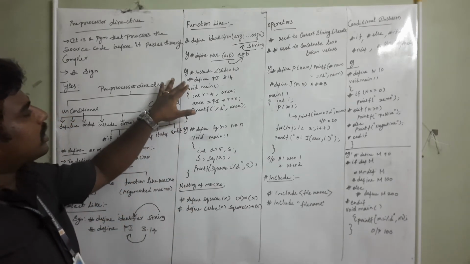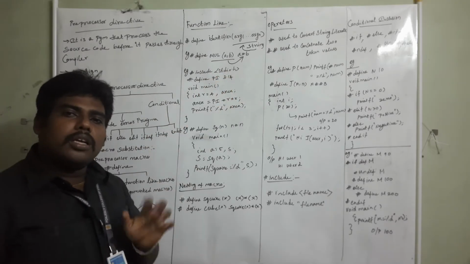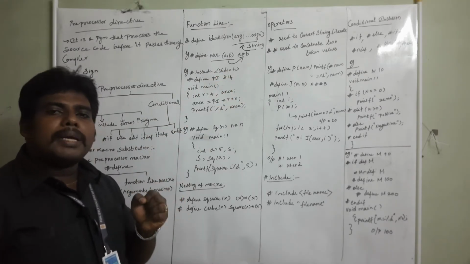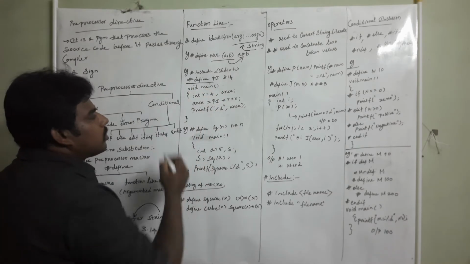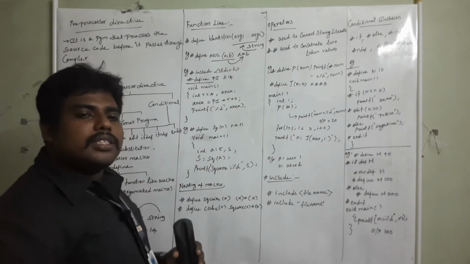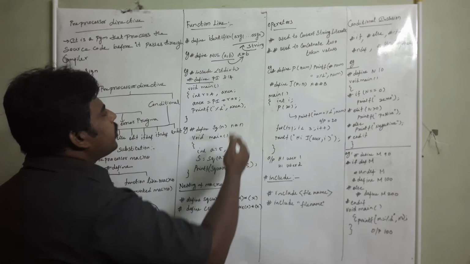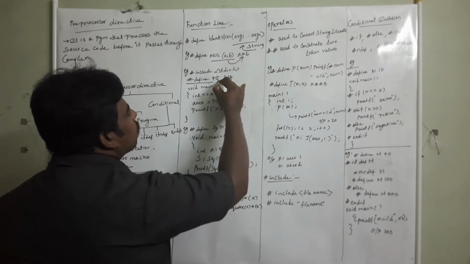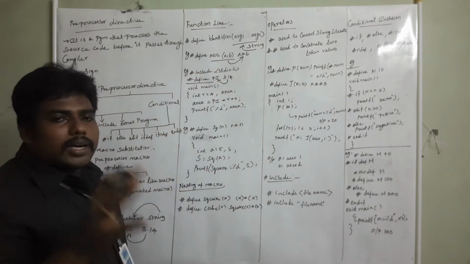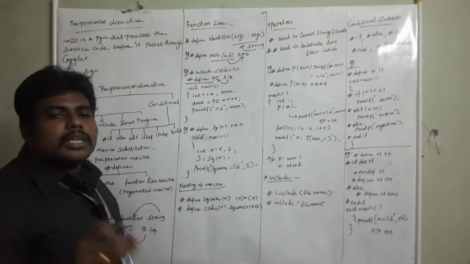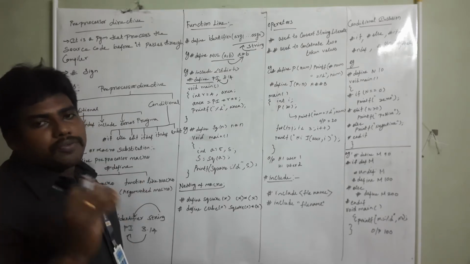See this example, hash include, the header file. What is the use of the header file? Including all the predefined functions in your program. See here, hash define. Define is a preprocessor directive, macro substitution. What are you going to substitute? 3.14 is assigned for this PI. So in your whole program, wherever PI comes, 3.14 is substituted for it.